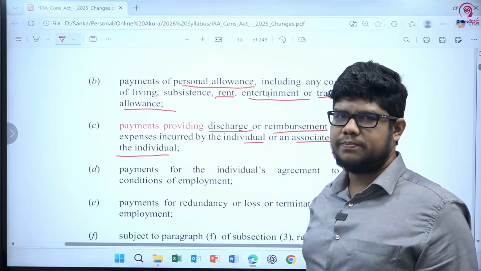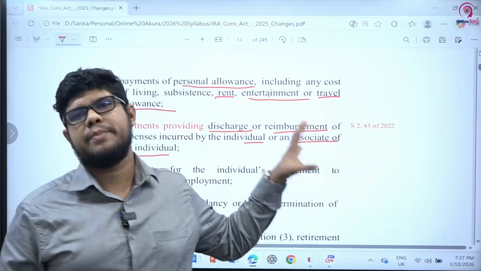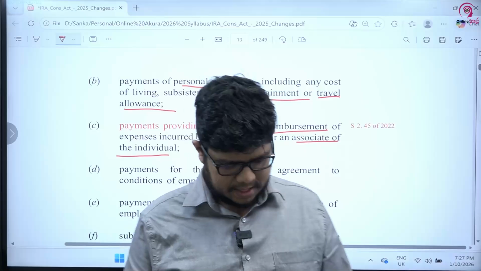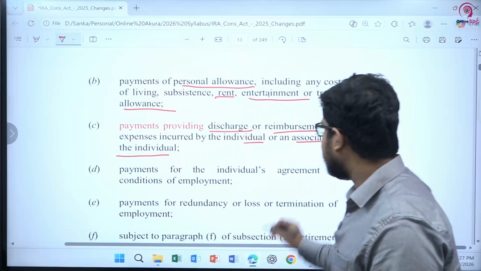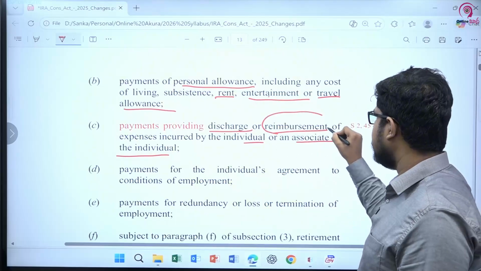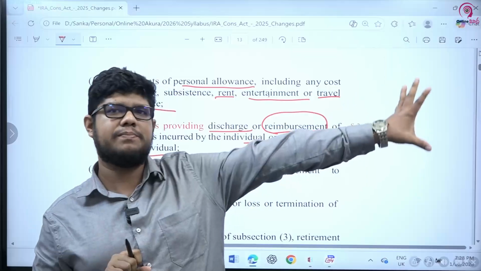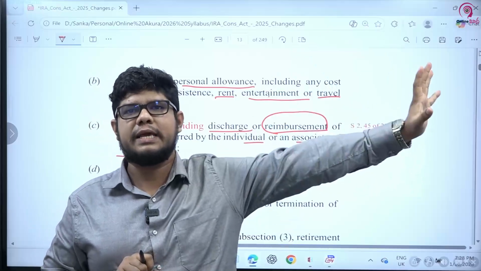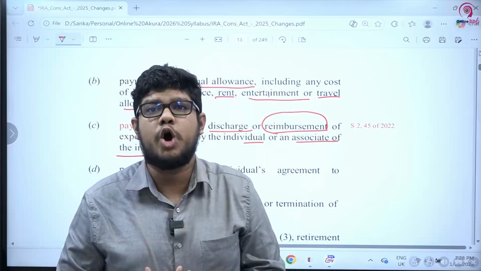it from my employer. So is it an employment benefit? Yes, it's a reimbursement. Firstly I incur, now I take it and reimburse from my employer. So it's a reimbursement of expenses by the employee.